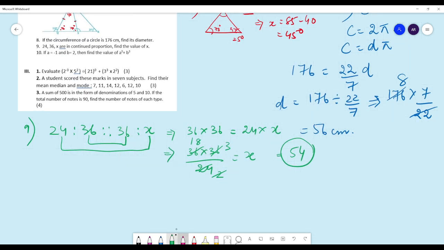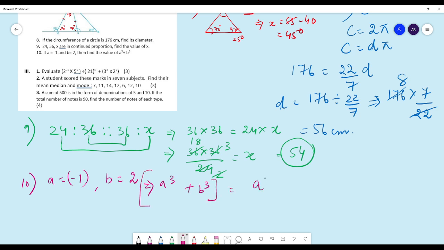What does question number 10 say? Question number 10 says, if a is equal to minus 1, and I saw that many of you did not copy it correctly and you copied it as 1. So please, if you copy the sum incorrectly, your answer automatically becomes incorrect. Find the value of a cube plus b cube. You have to find the value of a cube plus b cube.